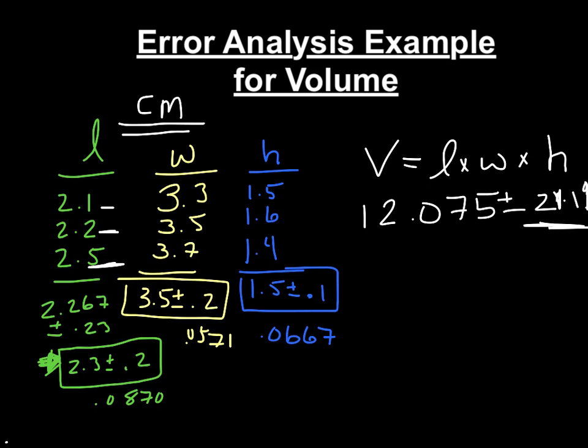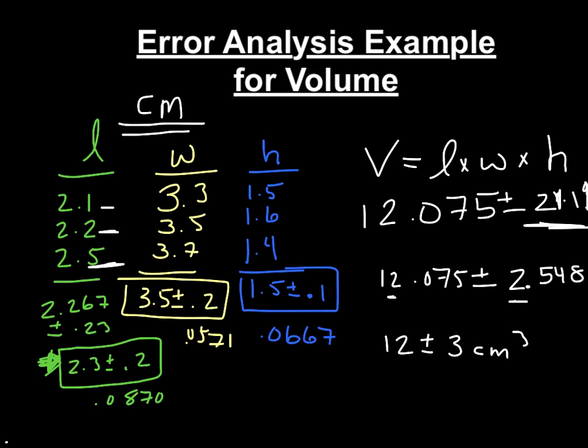Yours will be better. Remember, we want to convert this to a number, so we get 12.075 plus or minus 2.548, only keeping the first digit, and then these have the same place, so we get 12 plus or minus 3 cubic centimeters. And that is how we do it.